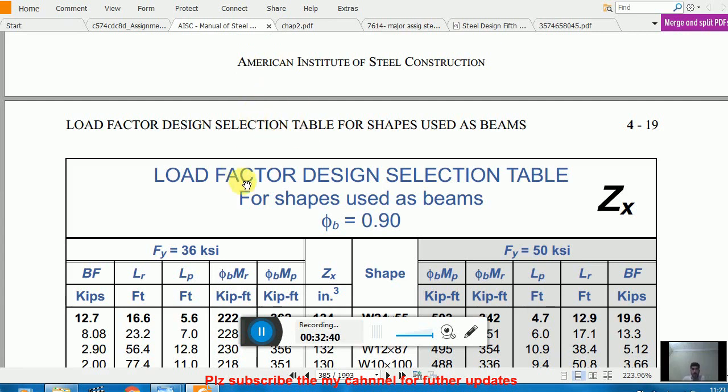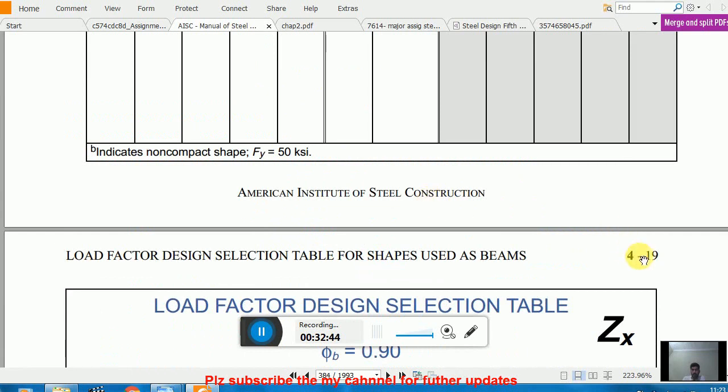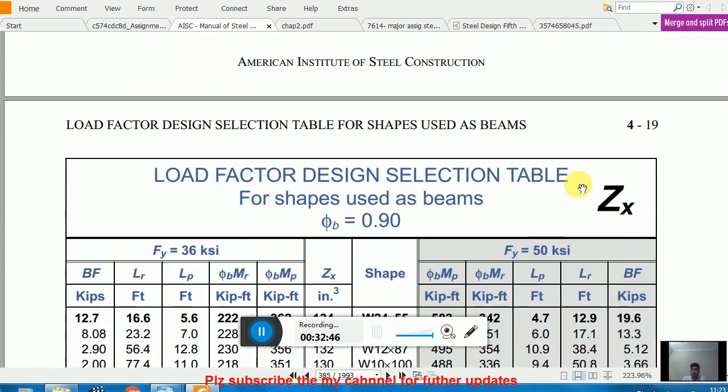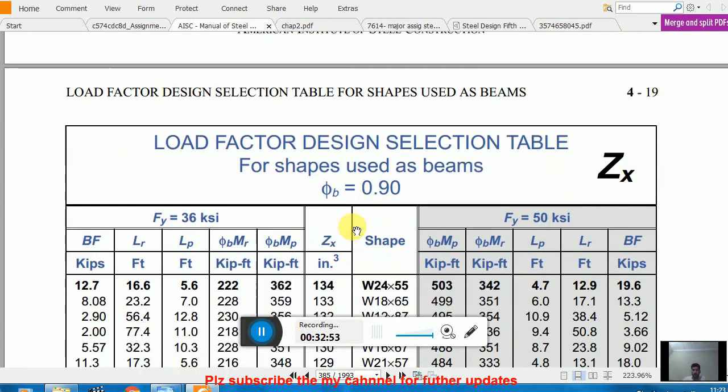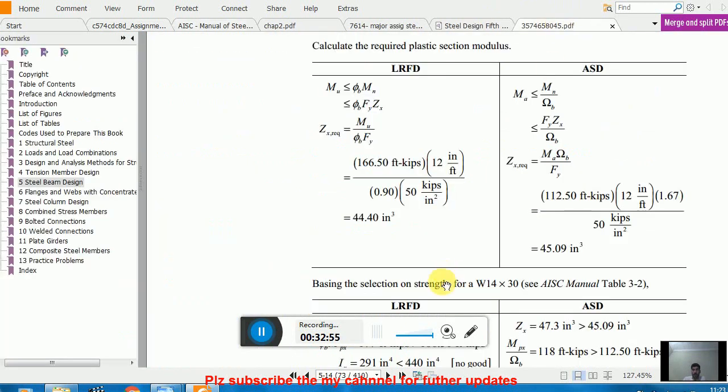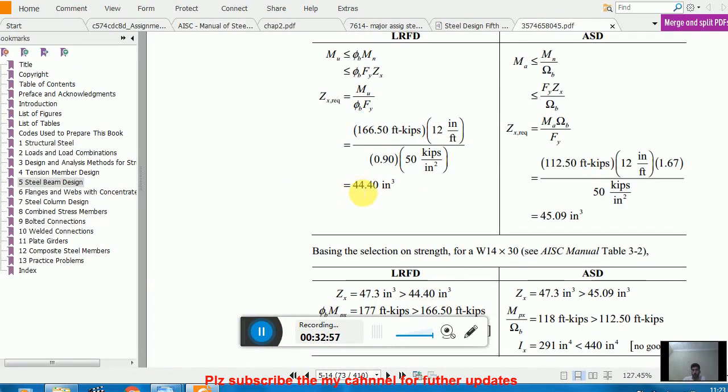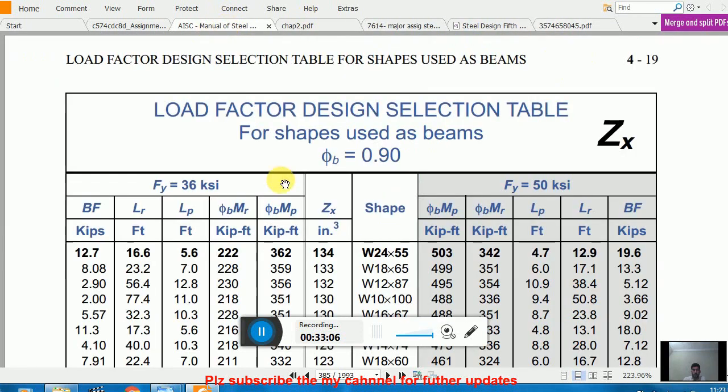So basically students, this is our ZX table, chapter number 4. You need to write down these sections on a page, because then the searching will be easy for you. Our required ZX value is basically 44. Now we have to select a section whose ZX is more than or equal to, a little bit more than this one.